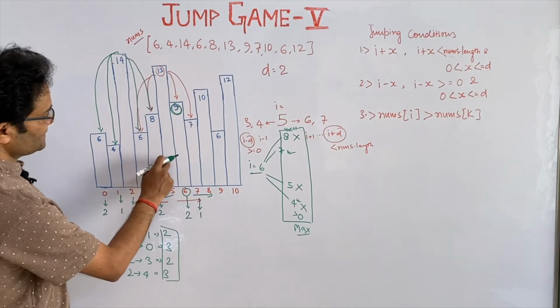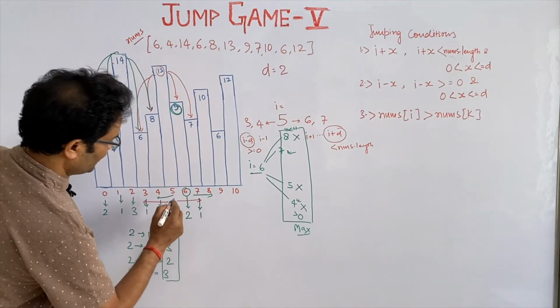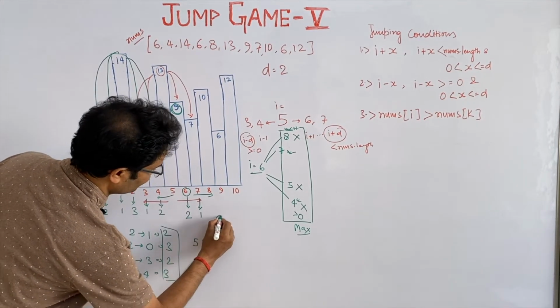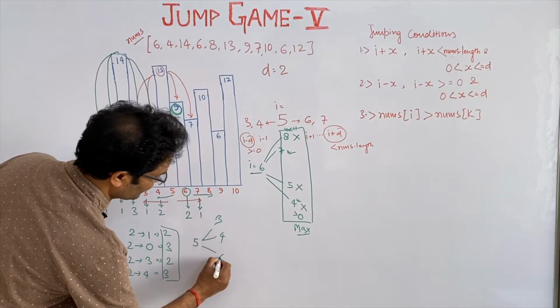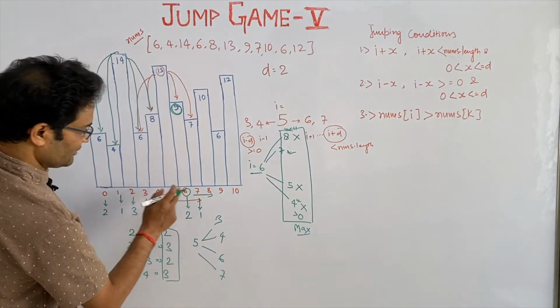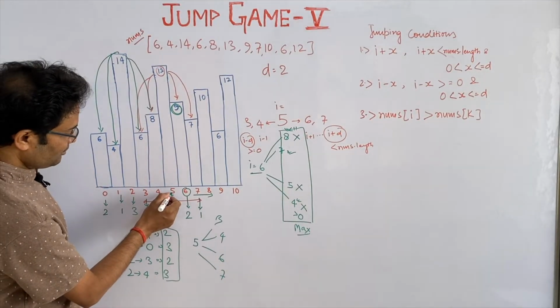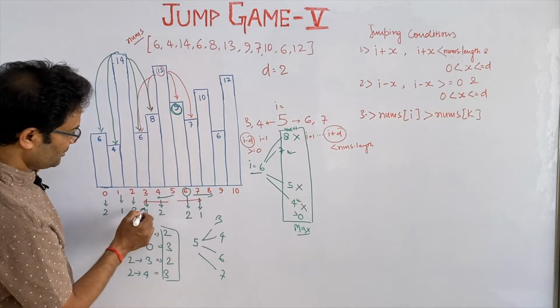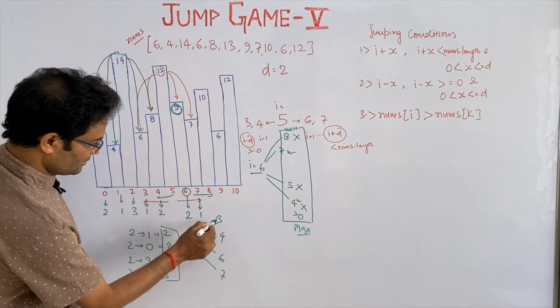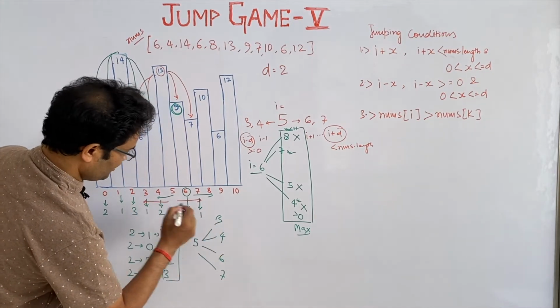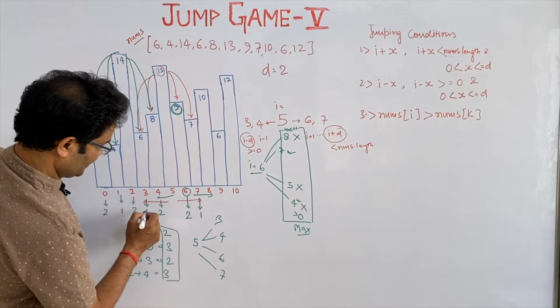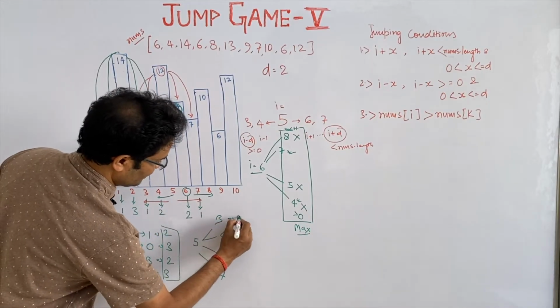From 13, means from 5, I can jump to 3, I can jump to 4, I can jump to 6, I can jump to 7, right? So you have to pick up the maximum. So 5 plus 3, what is the 3 value? 1. So 5 plus 3 value 1. So 5 plus 5 is 1 and the 3 is 1. So it will end up being 2 jumps.